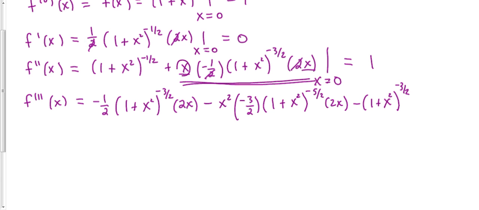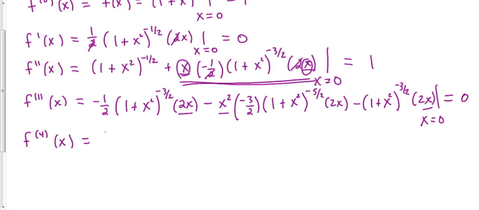But remember, I've got this x and this x, which gives me an x squared. So I have to take the derivative of that, which is going to give me 2x. And when I evaluate this at x equals 0, every term is multiplied by x, so that term is going to be equal to 0. All right, so now we're ready for our fourth derivative.